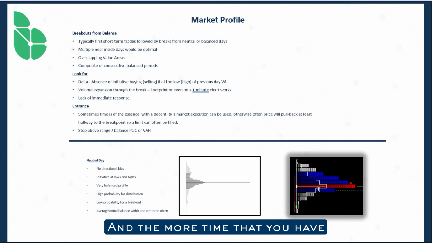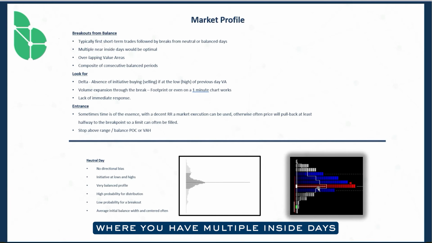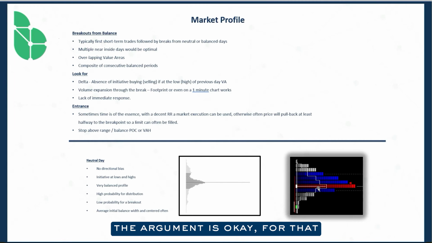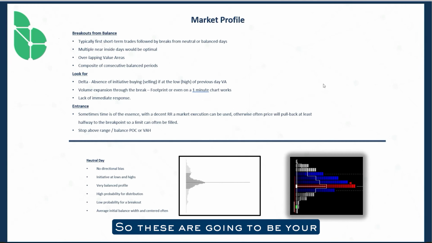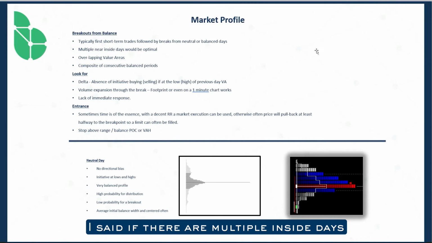Okay, and the more time that you have that is balanced, say we have a multiple day period where you have multiple inside days, the stronger the argument is for that initial breakout being somewhat significant. Now we might eventually come back to the range, but that first initial trade typically has a high probability of success. So we'd say that the expectancy is pretty high. So these are going to be your first short-term trades followed by breaks of neutral or balanced days. And again, I said if there are multiple inside days, that is even better.